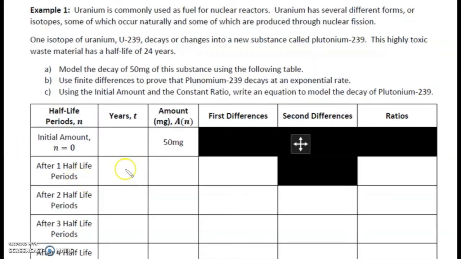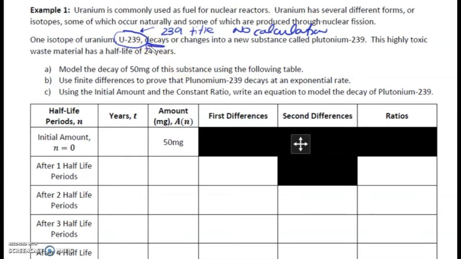Okay, so example 1: uranium is commonly used as fuel for nuclear reactors. This is like an actual thing. Uranium has several different forms of isotopes, some of which occur naturally and some of which are produced through nuclear fission. So one isotope of uranium is U-239. You're going to encounter a lot of these questions in mathematics. This 239 is a title. It has nothing to do with any calculation. Okay, so no calculation. It's just a title.